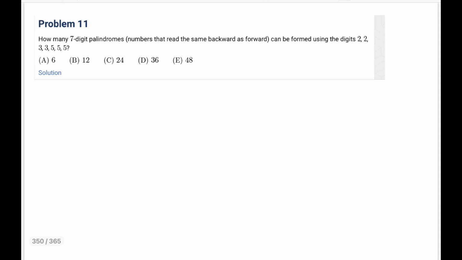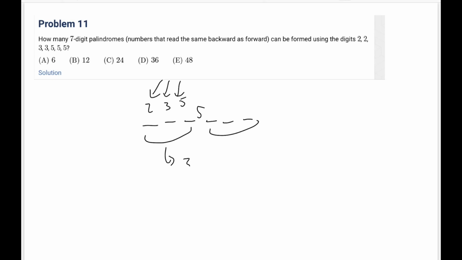Number 11. How many 7-digit palindromes, numbers that read the same backward as forward, can be formed using the digits 2, 2, 3, 3, 5, 5, 5? So the primary thing to note here is that there are 3 5s, so that means that the 5 must be in the middle, and then there should be 3 and 3, and they should be the same forwards and backwards. So the numbers 2, 3, or 5 could come in here in any order, and so this would be 3 factorial equals 6. So the answer is 6 palindromes.